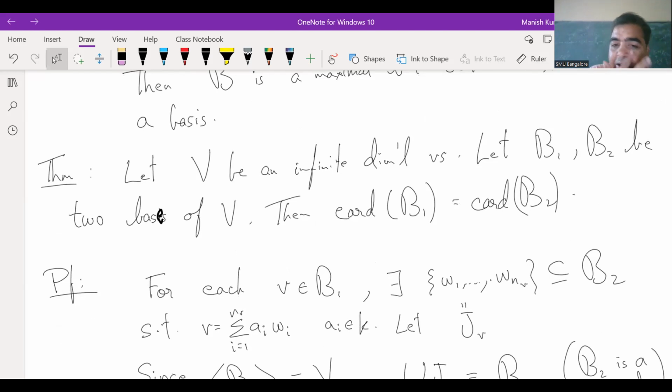Now, if you take a vector v in B1, then it is an element of V, and B2 is a basis. So you can write it as a linear combination of some elements of B2. So there exist w1 to w_nv, in fact uniquely as well, but maybe that is not important right now, such that v is a linear combination of the wi with coefficients ai in the field K. We are assuming this vector space is over the field K. This set w1 to w_nv, we denote by J_v.